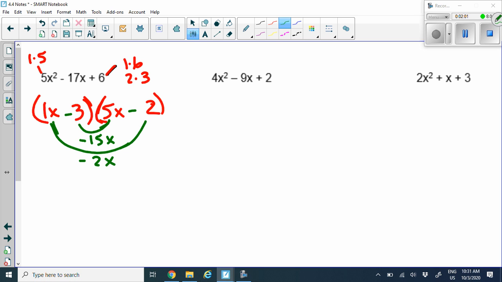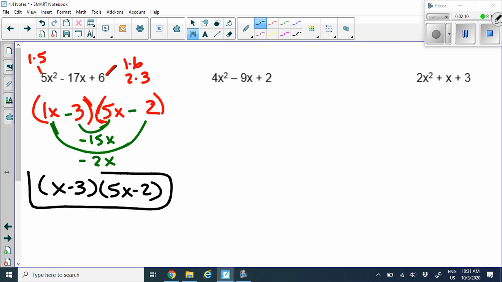So I have both negatives. I'm just rewriting this so it looks nice. I have now x minus 3 and 5x minus 2. And that'll be my final answer. Okay, go ahead and pause the video and try the next one.